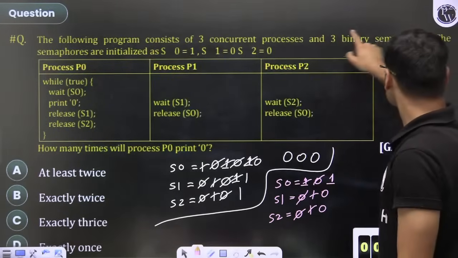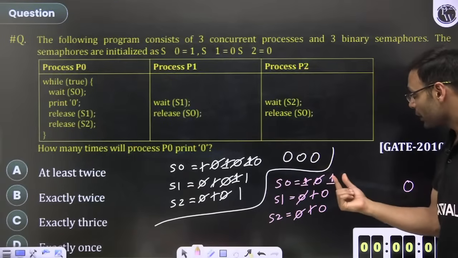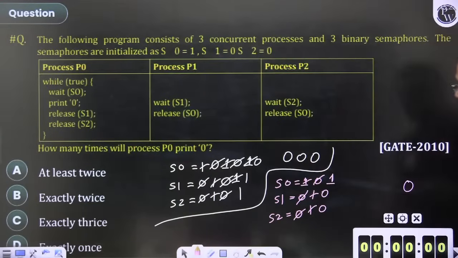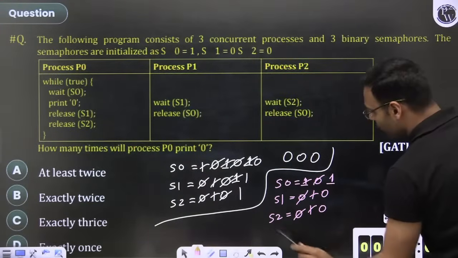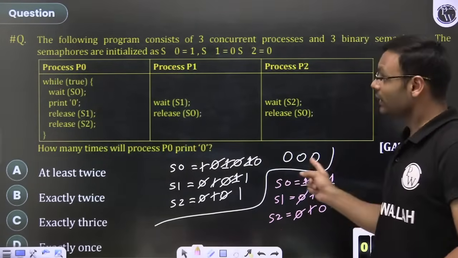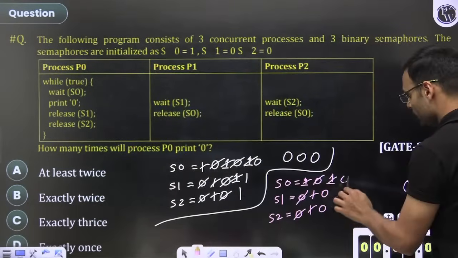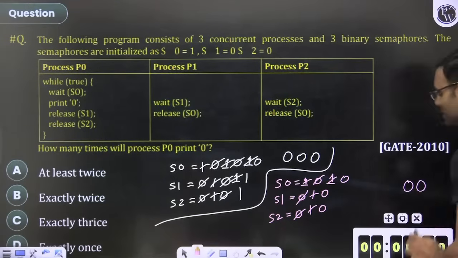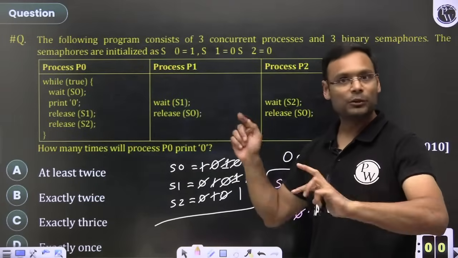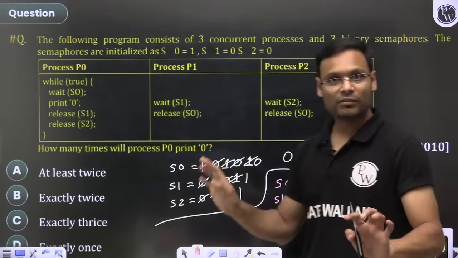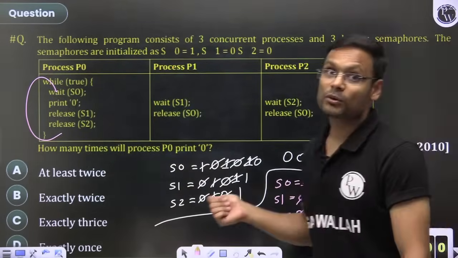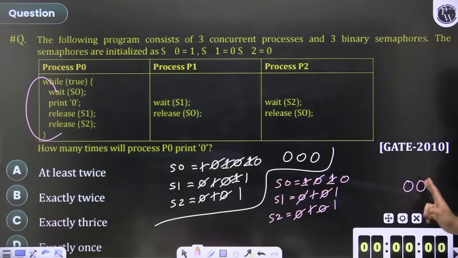Look at this. These semaphores are binary semaphores. On a binary semaphore, if you run a signal or release, 1 stays 1 only. So release S0 will be 1 only. Both releases of S0 happen one by one, but S0 remains 1 only. Now P0 comes: wait S0, yes, print 0, yes, release S1 and S2, done. But the S1 and S2 release will not help. P1 and P2 will not run again because there is no loop here. So P1 and P2 are done. If P0 runs again, wait S0 is not possible, S0 is 0. In this case, only 2 times 0 is printed.